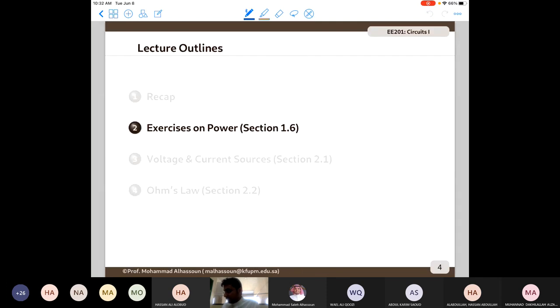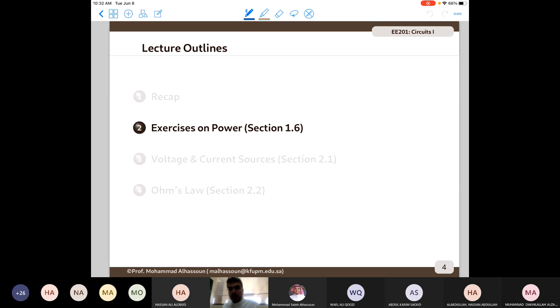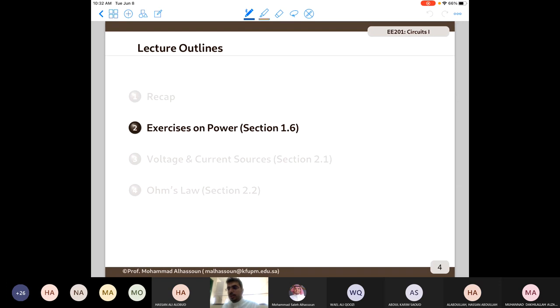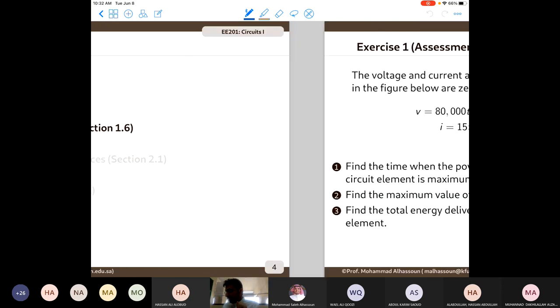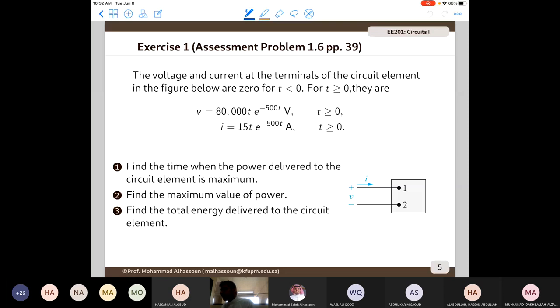If you recall, we also discussed the passive sign convention and how we can use this notion to determine the sign of the power. So let's continue solving a few exercises on power. Again, this is an important concept, so that's why we're spending more time on it.